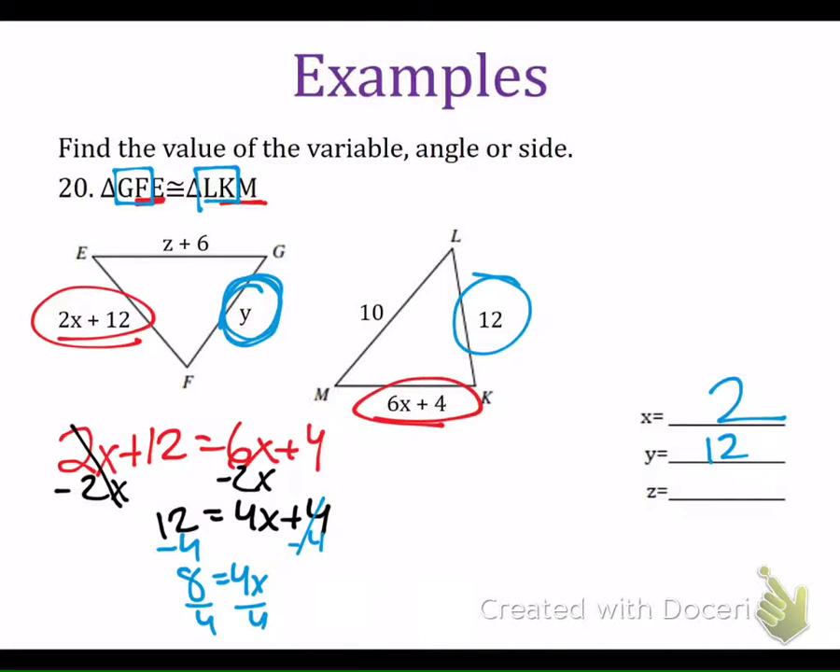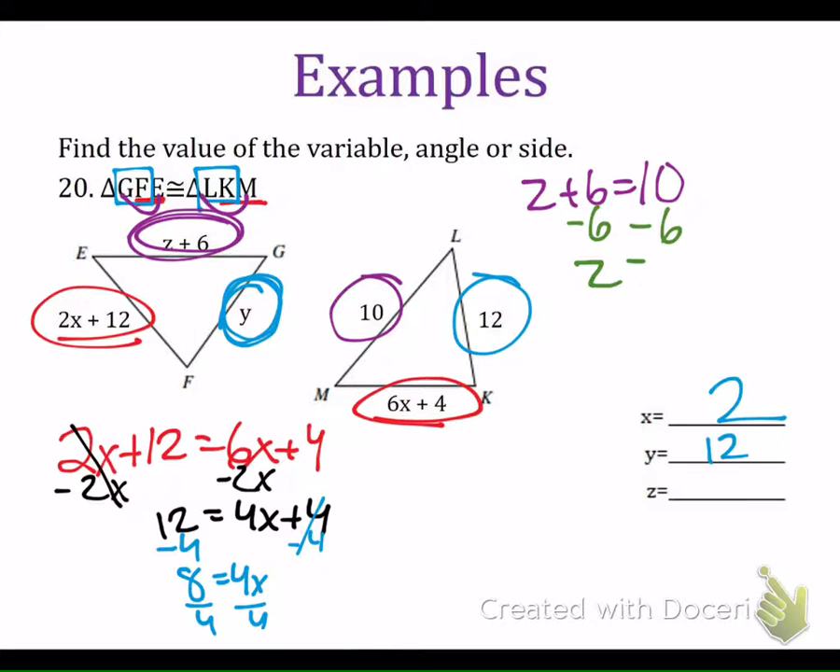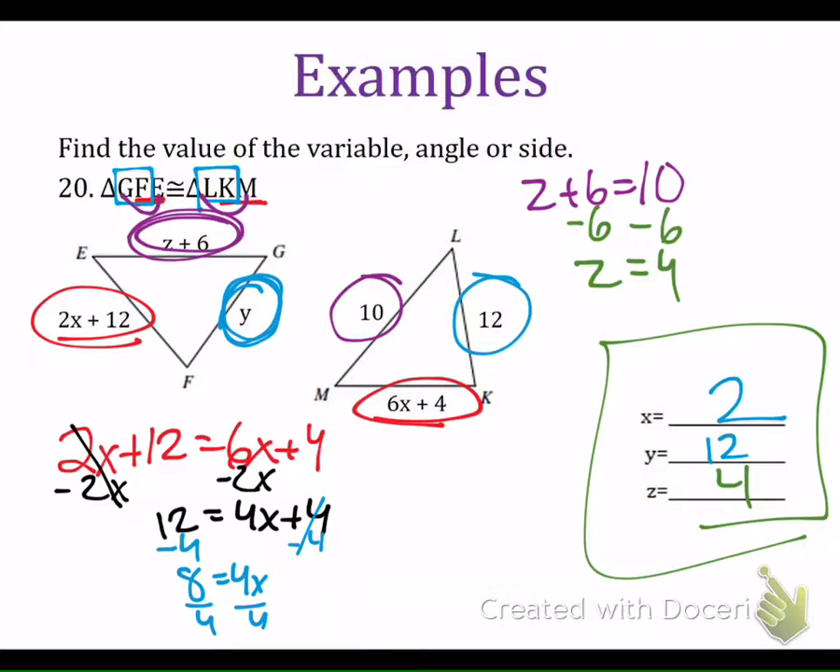All right, and Z is the length of which side? EG. So the third one and the first one. So third one and the first one. ML, which is 10. So Z plus 6 equals 10. Z equals 4. Very good. What are your questions?